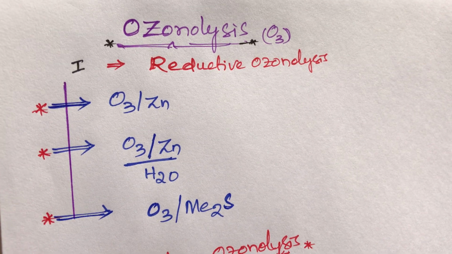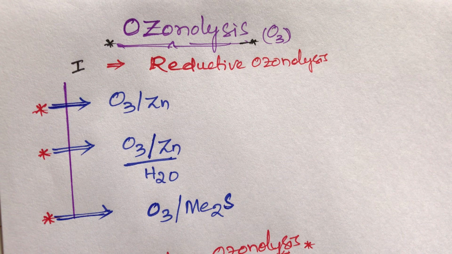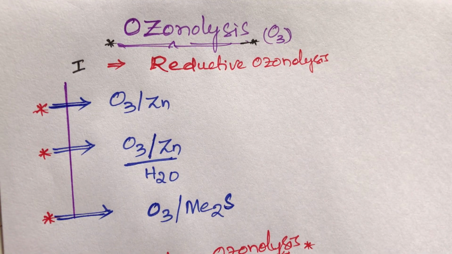Hello students, now the most important topic, that is ozonolysis. Ozonolysis in alkenes also belongs to addition reactions. This ozonolysis is classified into two types: reductive ozonolysis and oxidative ozonolysis.